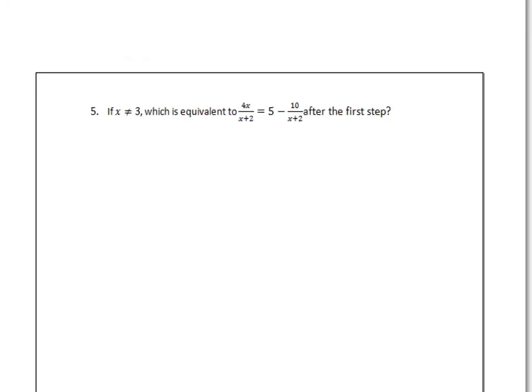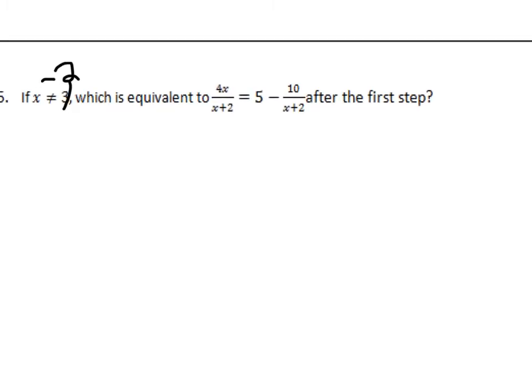Number 5, it says if x does not equal 3, or actually in this case, I should say x does not equal negative 2. And the reason it states that is you can't have a 0 in the denominator. It wants to know what would happen after the first step. So first thing we look for is if there can be anything factored. There's no x squareds, there's no GCFs, so the answer to that is no.